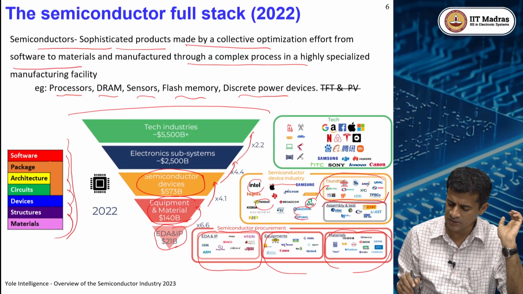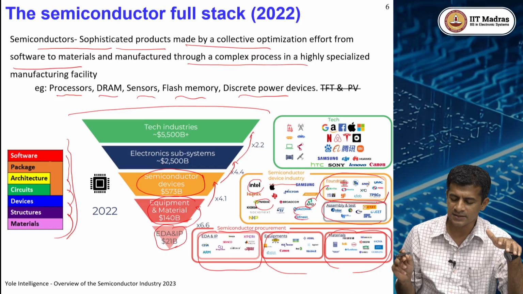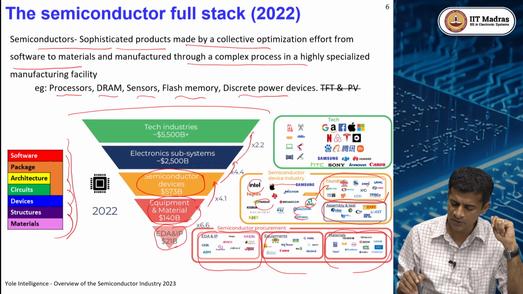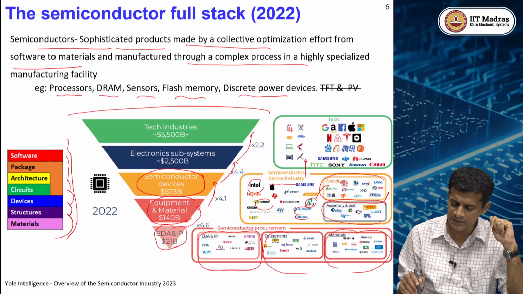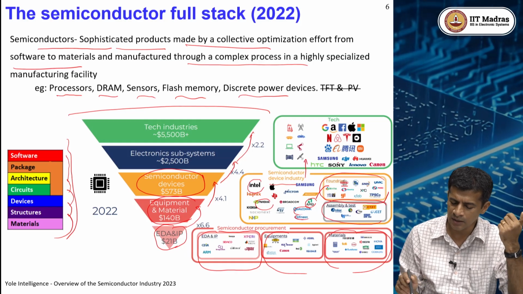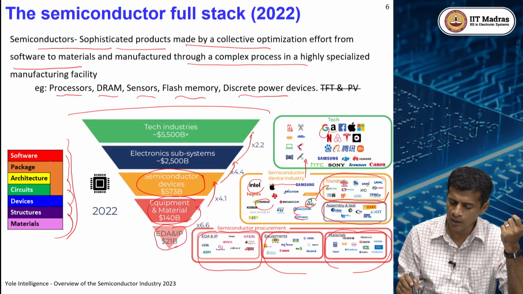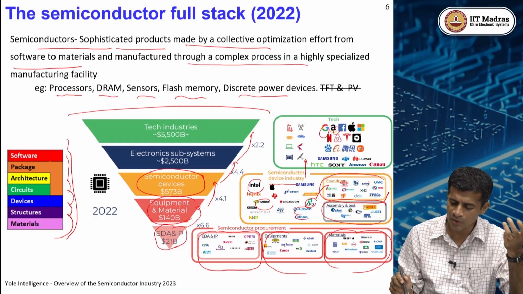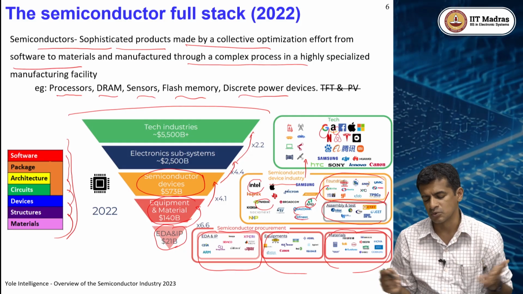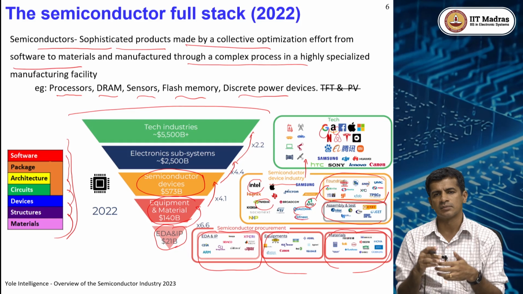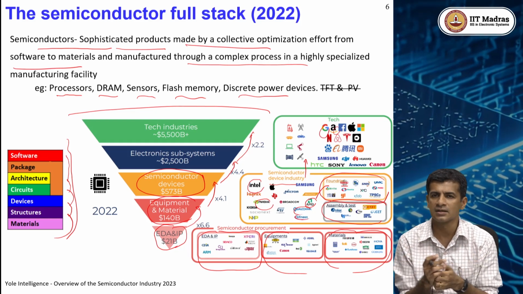Then there are other companies which do only assembly, testing and packaging. Finally, these chips are used by tech companies, for example Google, Apple, Amazon, Facebook, Microsoft and so on. It could be used in the information industry, the broadcasting industry, and others.